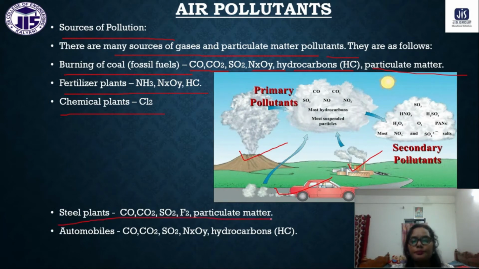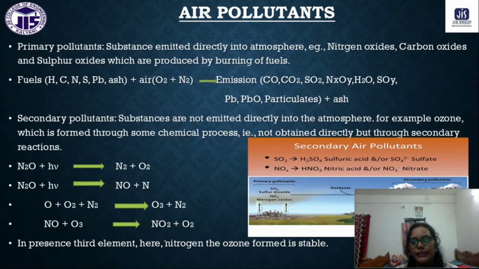Steel plants: from the steel plants, generally carbon monoxide, carbon dioxide, sulfur dioxide, iron, particulate matter, these are the things that are emitted. And lastly the automobile engines: from the automobile industries, carbon dioxide, again carbon monoxide, sulfur dioxide, nitrogen dioxide, hydrocarbons, particulate matter, all these are emitted. So these are mainly the sources of the air pollutants.